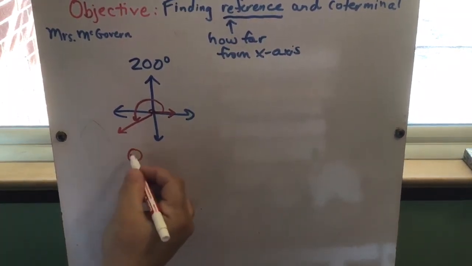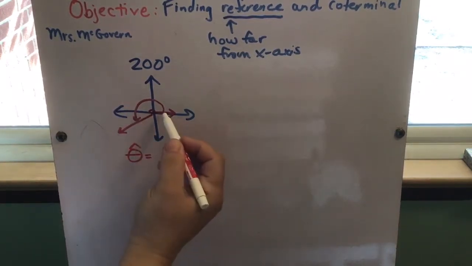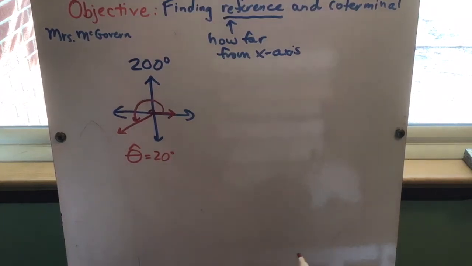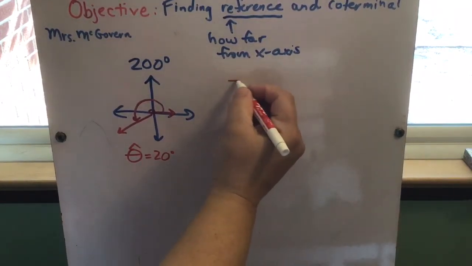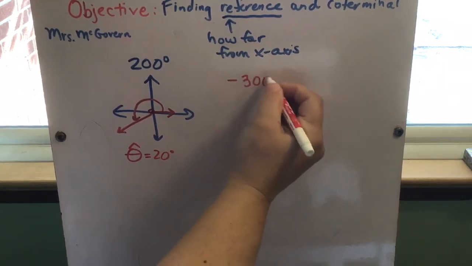The reference angle is how far we are from the x-axis. So if we know it's 180 to the x-axis, we need another 20 degrees. Now let's say we said negative 300 degrees.